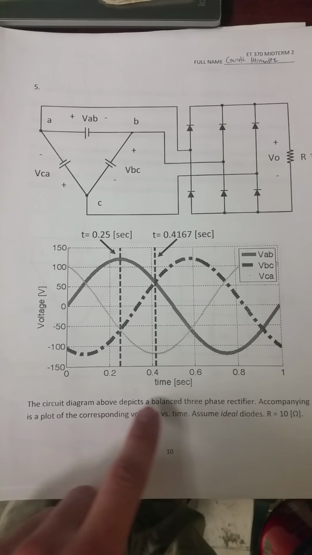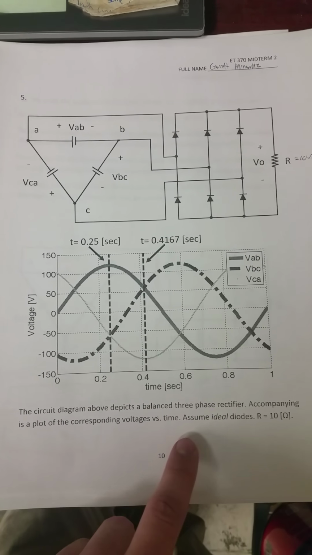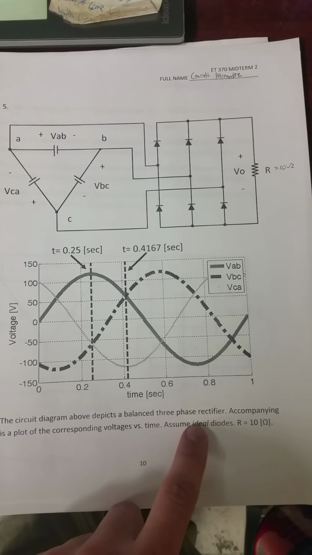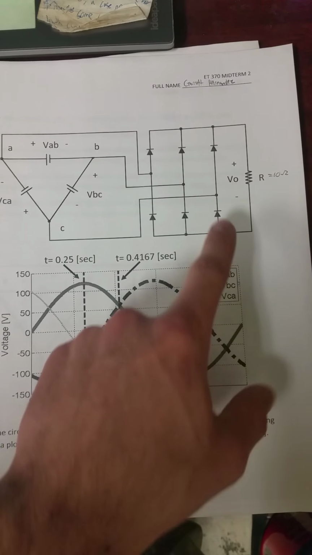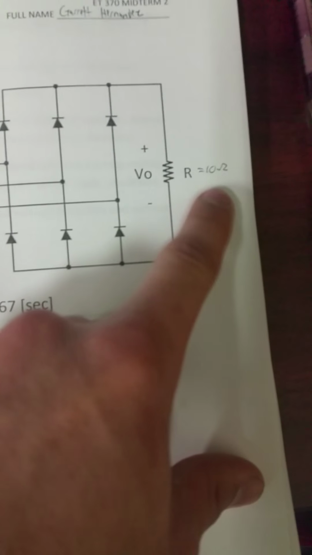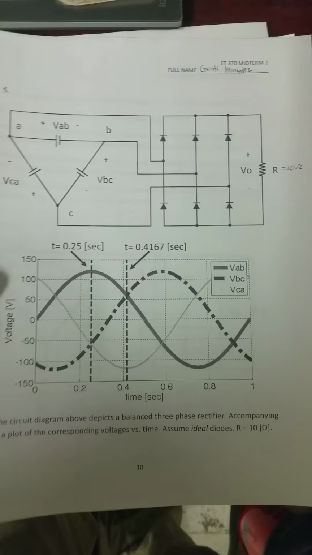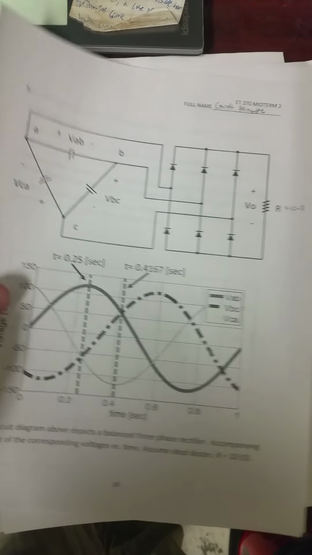Here it says circuit diagram. See three-phase rectifier right there. Assume ideal diodes, resistor, that one over there, 10 ohms. I wrote it in, helps me out. Alright, so on with the problem.